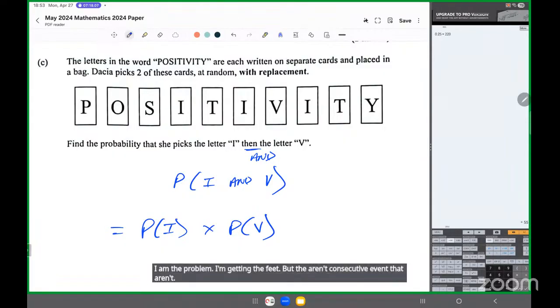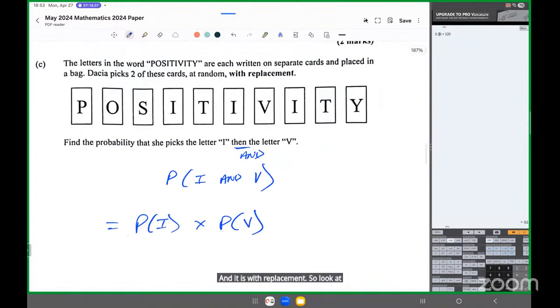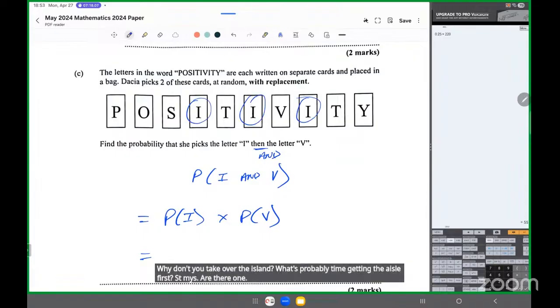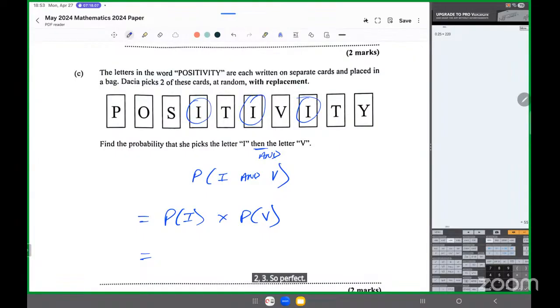And it is with replacement. So look at it now. When she takes out the I, what's the probability of getting an I first? How many I's are there? 1, 2, 3. So the probability of getting an I first is 3 out of 10. But she puts it back, so the probability of getting a V is still out of 10, because there are still 10 in the bag, since it is with replacement.